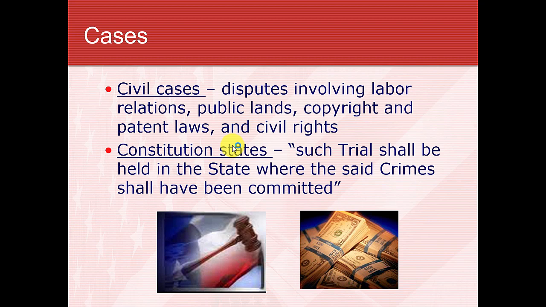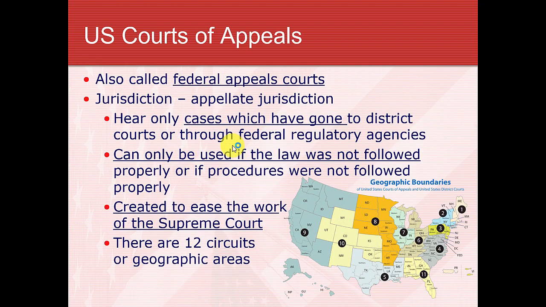And then the Constitution states that such trials shall be held in the state where the said crime shall have been committed. So if a U.S. law was broken in California, it would take place in the district court that covers that area. If it took place in Missouri, it would take place in that district court. So you're not going to go all the way across the country to another district court when you violated a law in a particular state.